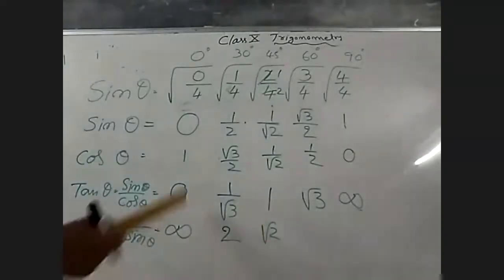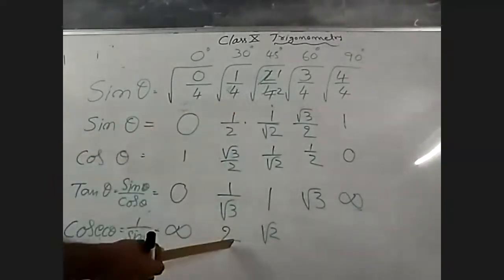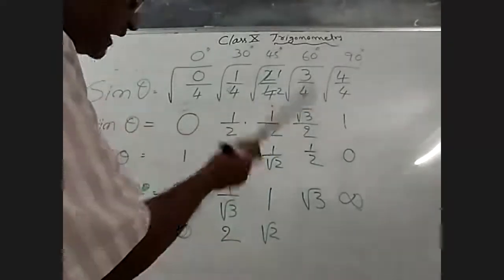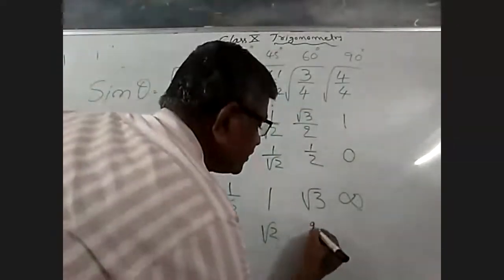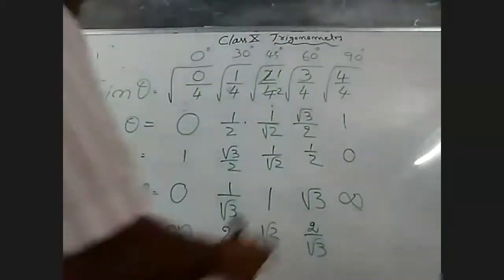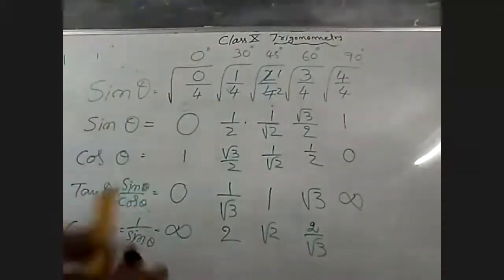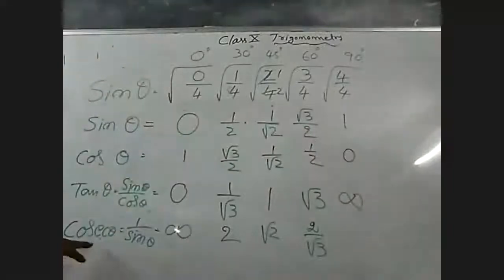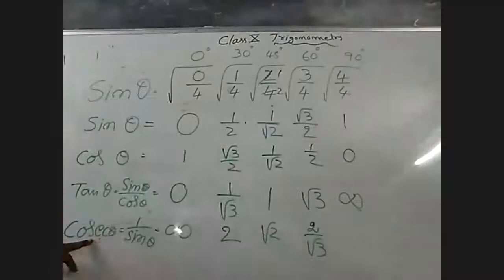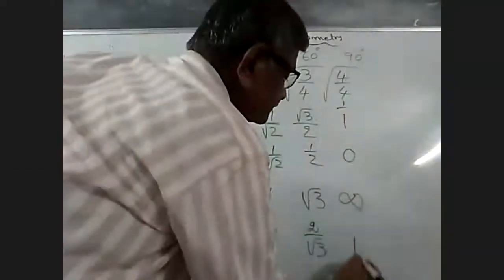So 1 by 0 is infinity, 1 by 1 by 2 gives 2, 1 by 1 by root 2 gives root 2, 1 by root 3 by 2 means 2 by root 3. So write down 2 by root 3. I think it is visible to you. Next, sin 90 is equal to 1. So cosecant 90 means 1 by sin 90, so 1 by 1, so 1.